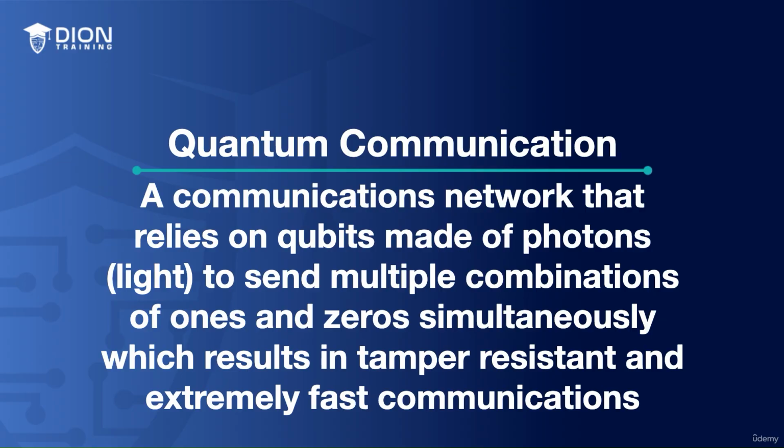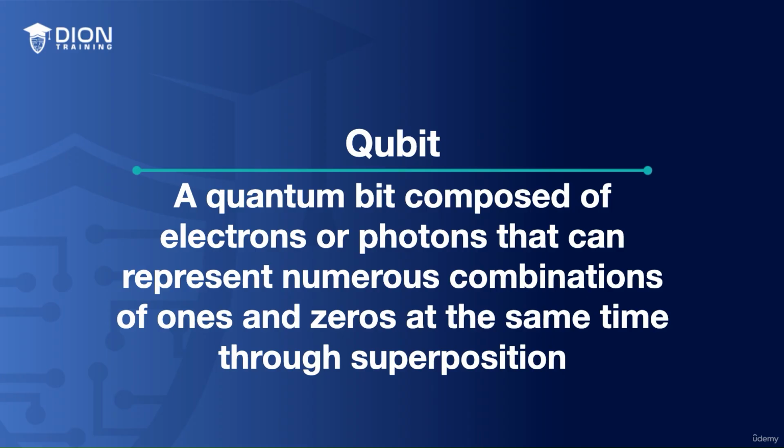So let's talk about a qubit for a moment. What exactly is it? Well, a qubit is really just a quantum bit. It's composed of either electrons or photons, so it can either be electrical or made by light, and it can represent numerous combinations of ones and zeros at the same time, using something known as superpositioning.